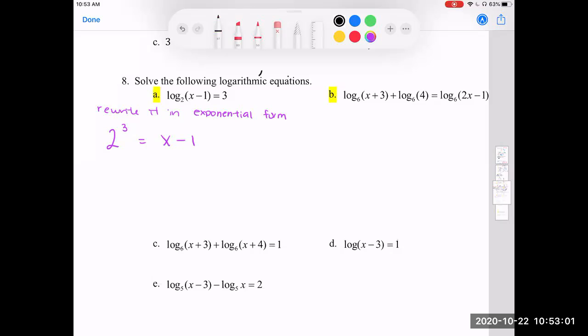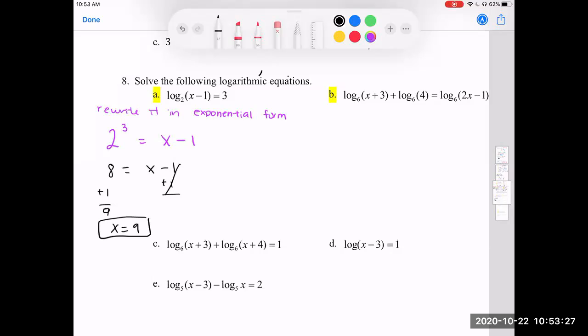So 2 to the third power, 2 times 2 times 2, that's 8. I was gonna say 6. That's 8. So I have 8 equals x minus 1. Now our goal is to solve for x. So plus 1, plus 1. So we get x equals 9. And that's our answer.